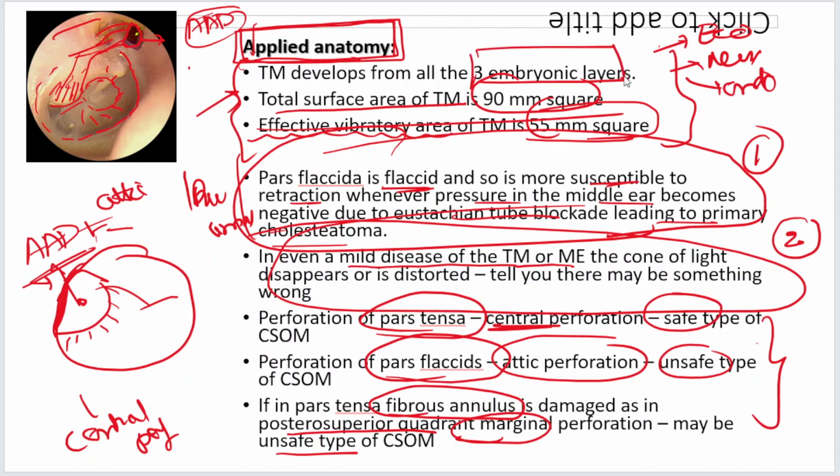It develops from all three embryonic layers, and this 55 degrees is there. It is the same as the angle of the tympanic membrane. So this can be a neat PG question.